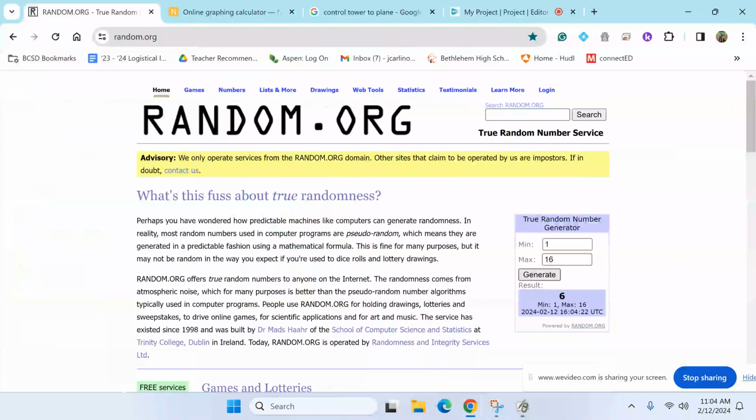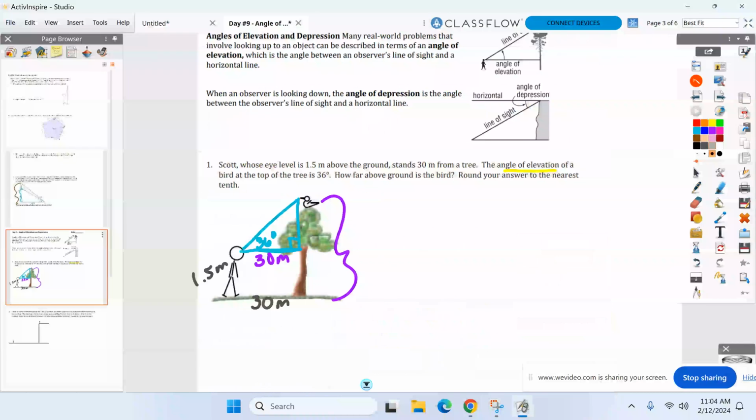Thoughts? There we go. Let's pop it out. Thomas, thoughts? The eye level is 1.5 meters. Yep. And what can I do with that? Add it to the opposite. There you go. I am going to find one of the sides. I'm going to find the opposite side and then add it to 1.5. Good. Everyone all right with the plan? Okay, so Thomas already gave half the story away. It's the opposite side we're looking for.